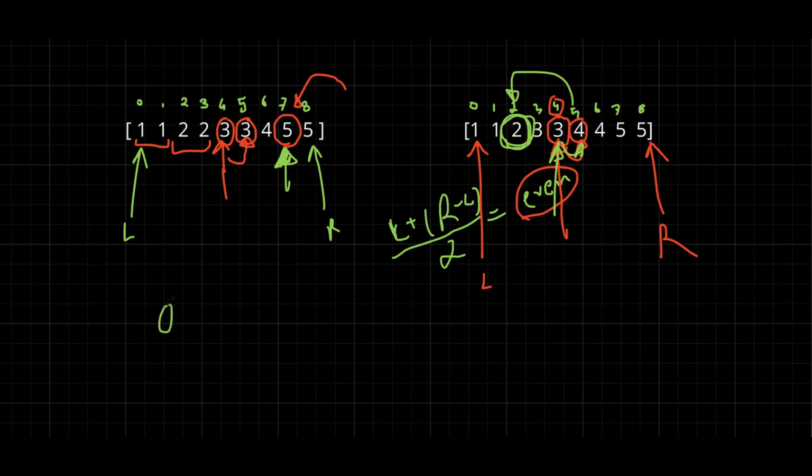The overall time complexity of this algorithm is big O of log n because of the binary search property. And the overall space complexity of this problem is big O of 1. I hope you understood the algorithm. Now let's move on to the code.